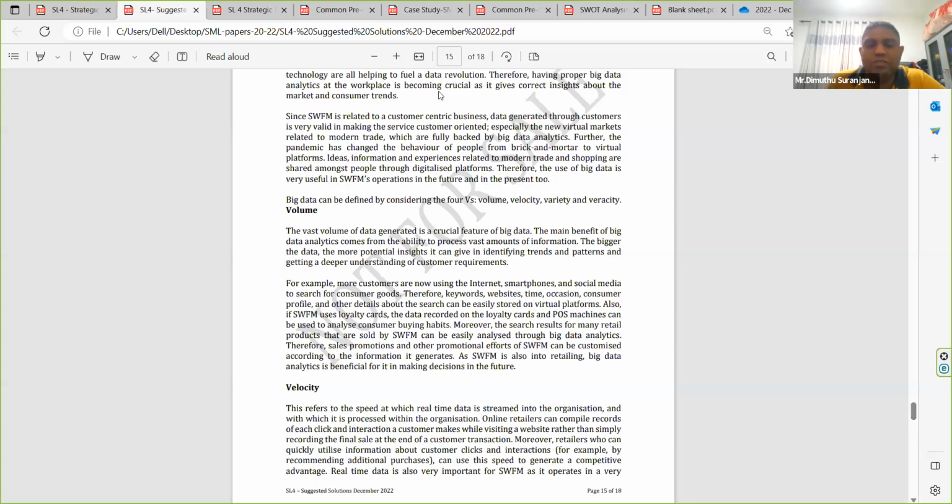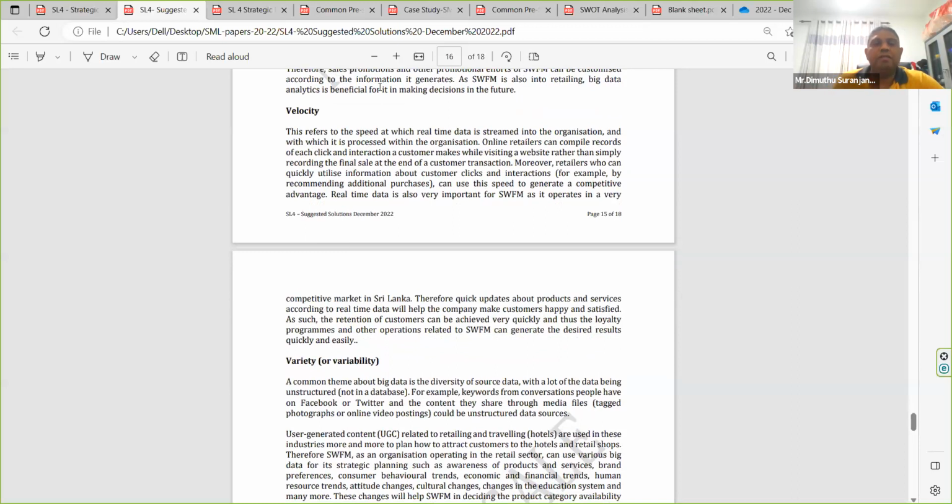For example, more customers are now using the internet, smartphones, and social media to search for consumer goods. Therefore, keyword, website, time, occasion, consumer profile, and other details about the search can be easily stored on a virtual platform. Also, if SWFM uses a loyalty card, the data recorded on the loyalty card and POS machines can be used to analyze consumer buying habits. Moreover, the search results for many retail products sold by SWFM can be easily analyzed through big data analytics. Therefore, sales promotion and other promotion support of SWFM can be customized according to the information it generates. As SWFM is also into retailing, big data analytics is beneficial for it in making decisions in the future. Right, so just put the name of the company here, other things are theory actually.